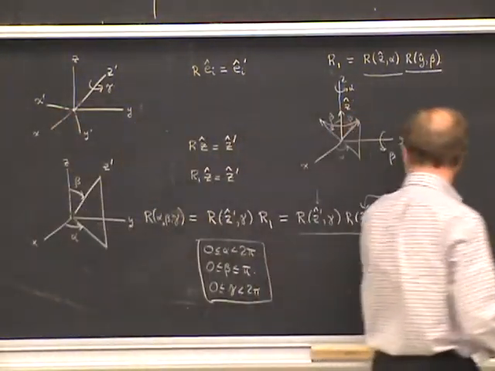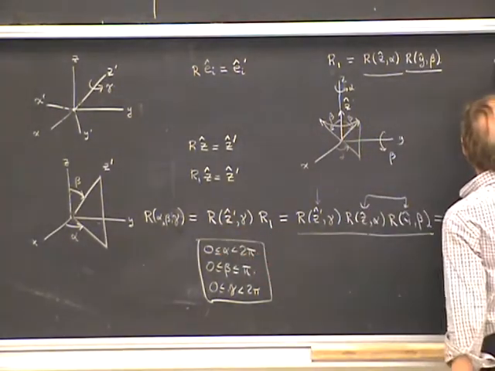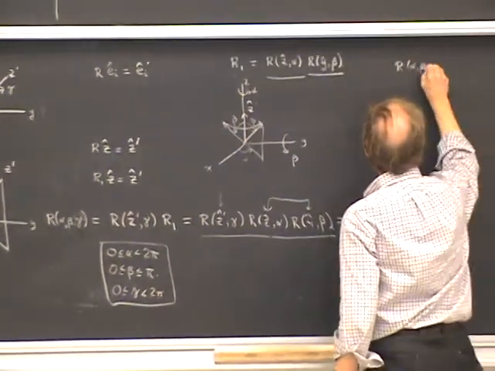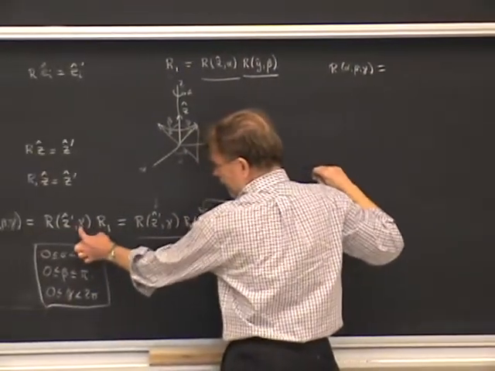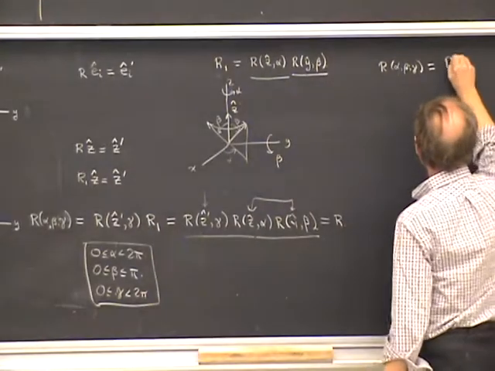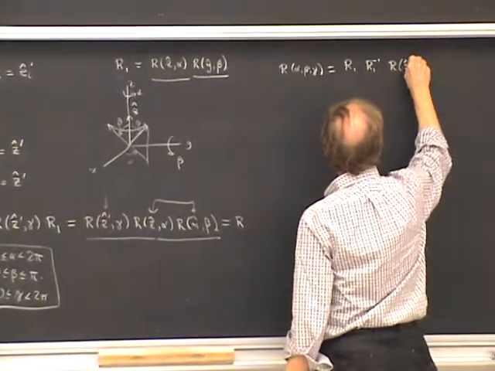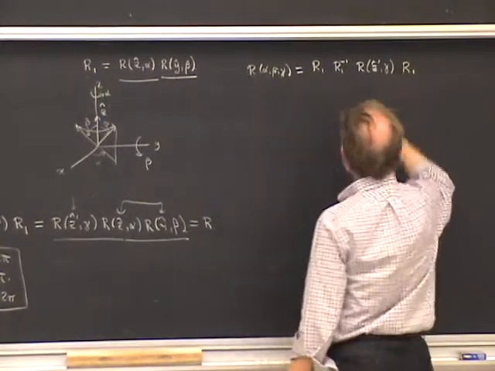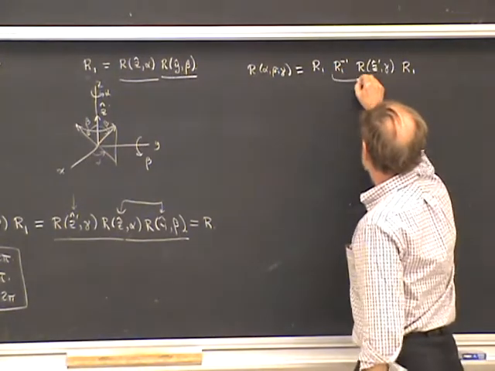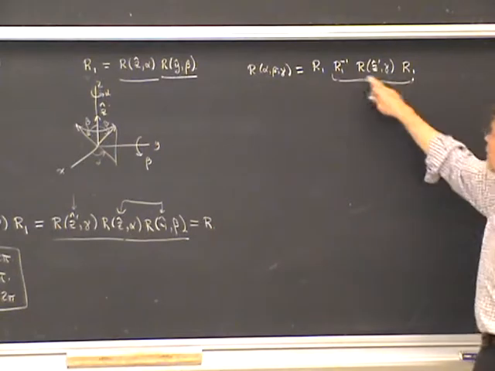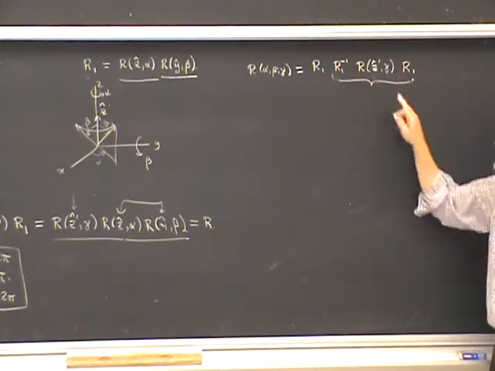We'll fix this up in the following way. Let's take this first expression here. So here's our R of alpha, beta, gamma, and it's equal to R of z hat, alpha, beta, gamma times R1. Allow me to write it this way: it's R1 times R1 inverse times R of z hat prime, comma, gamma times R1. Write it like that. And the reason I do that is because now the last three factors are a conjugation of a rotation by a second rotation R1.